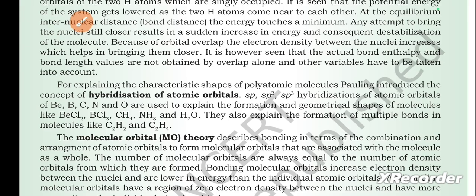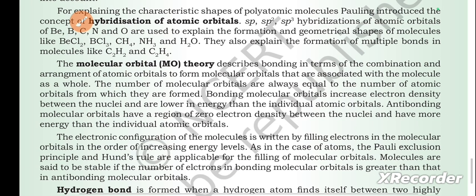For explaining the characteristic shapes of polyatomic molecules, Pauling introduced the concept of hybridization of atomic orbitals. sp, sp2, sp3 hybridization of atomic orbitals of beryllium, boron, carbon, nitrogen and oxygen are used to explain the formation and geometrical shapes of molecules like BeCl2, BCl3, CH4, NH3 and H2O. They also explain the formation of multiple bonds in molecules like C2H2 and C2H4.